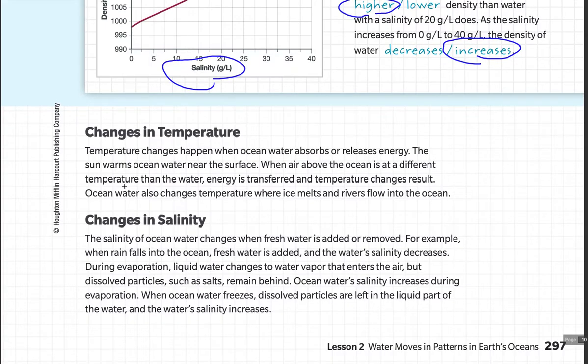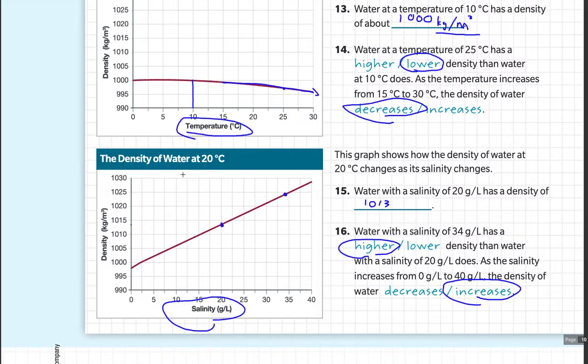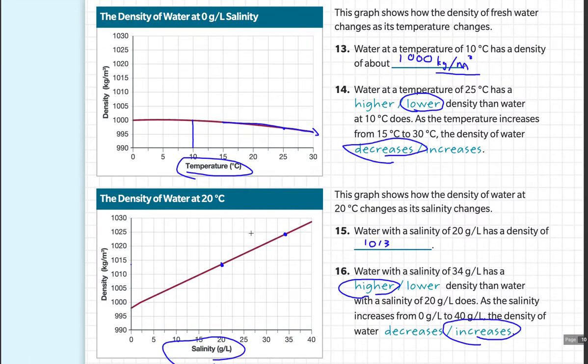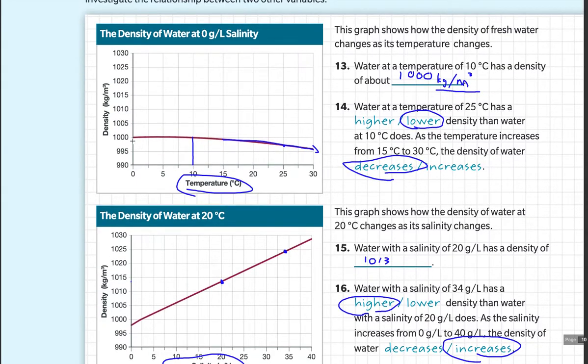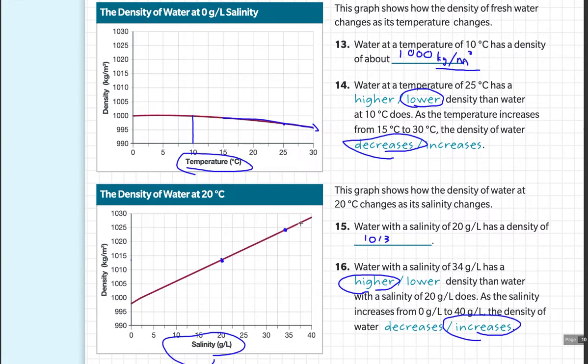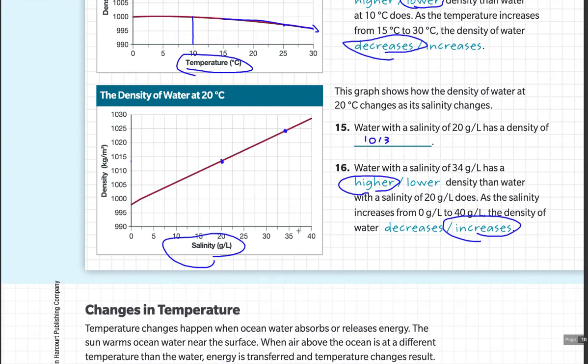So what's the point? Changes in temperature and changes in salinity. What this is showing is that the temperature and the salinity of water both change the density of water. As temperature goes up, the density of water decreases, and as salinity increases, or the amount of salt in the water increases, the density increases.